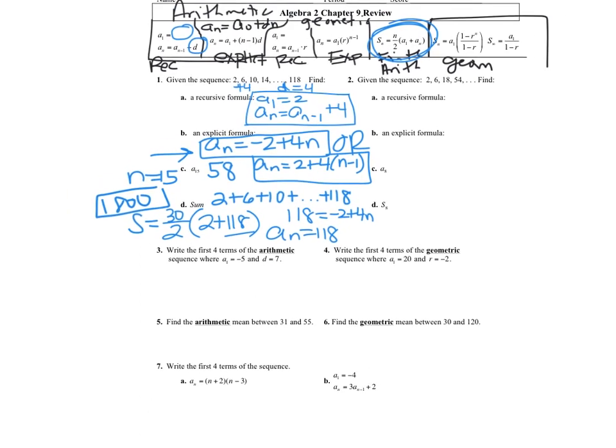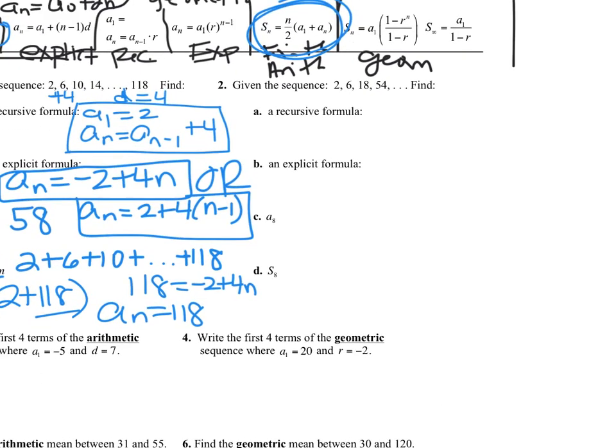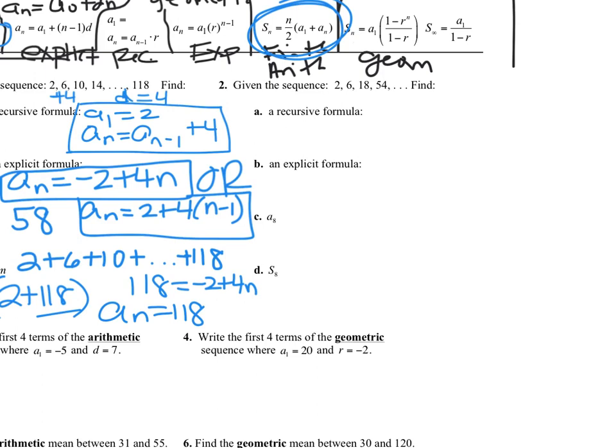Okay, so here we go. You feel pretty good? That's just the first problem. That does a lot, though. That went through the whole chapter, really. It had you do recursive, explicit, and find the sum, all for arithmetic. All right, let's do it again. But this time, we have a different kind of sequence here. What's our sequence this time?